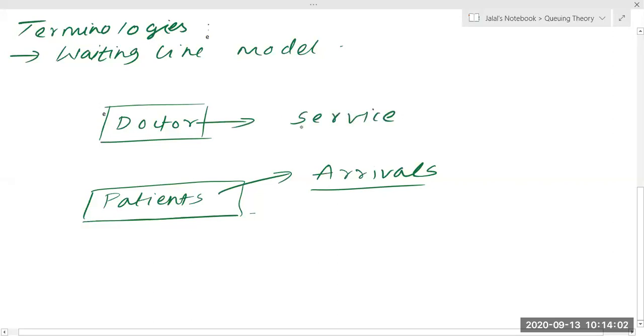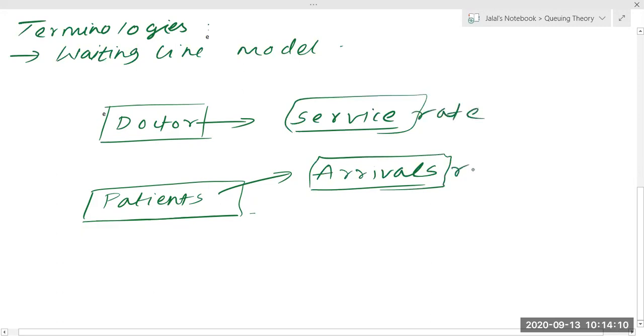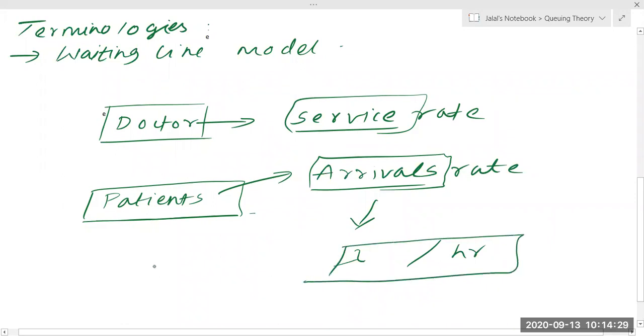Simple. The two important terms to start with are arrival rate and service rate. What do you mean by rate? Rate means how many patients arrive in a minute, or how many patients arrive in an hour. So arrival rate is always measured per hour, and arrival rate is denoted by lambda. Whenever you see lambda in a question, for example lambda is equal to 6 per hour.